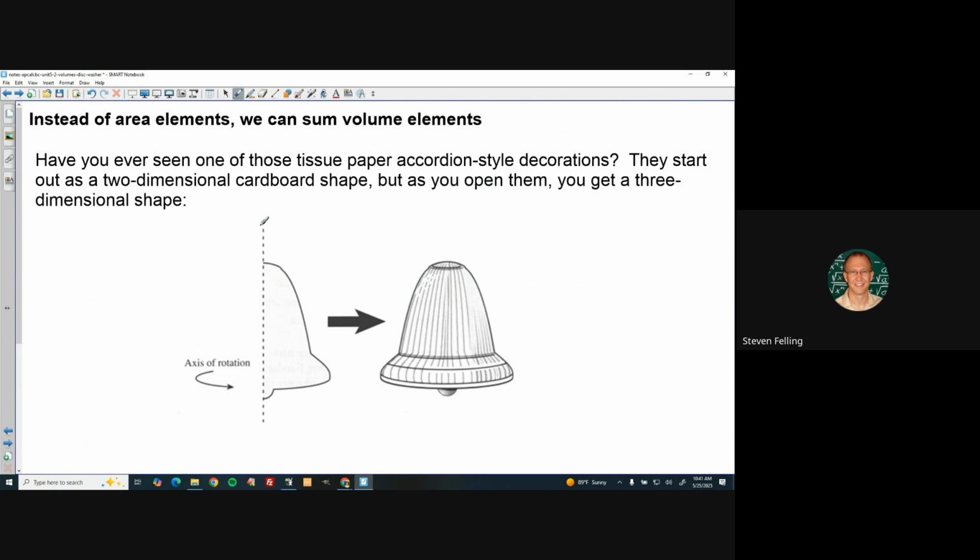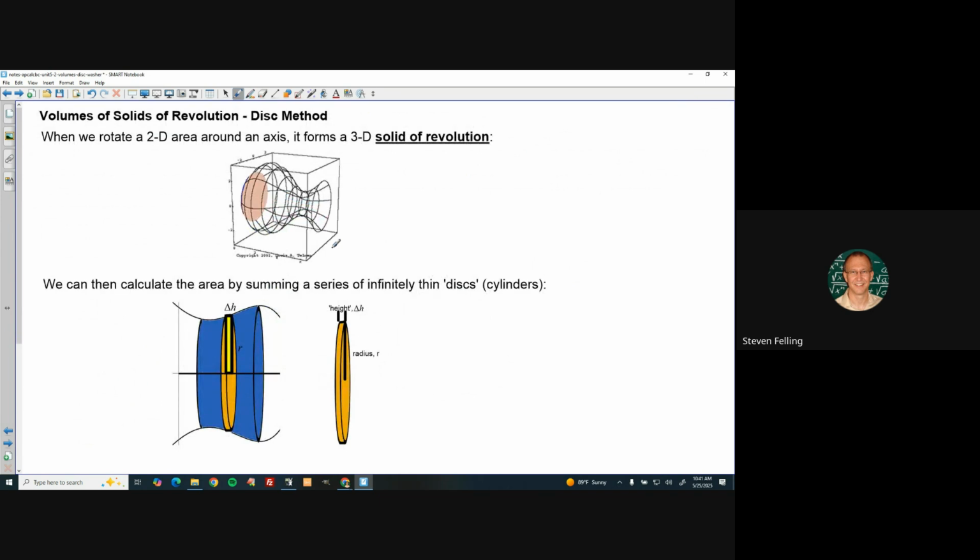We have an axis of rotation that we're rotating around, but it's that same exact two-dimensional shape, just replicated at all the different angles all the way around. So this is called a volume of solid of revolution, because we take an area and revolve it to form the volume. So in that case, what you can do is cover that shape, that volume, in two ways. This animation kind of shows this.